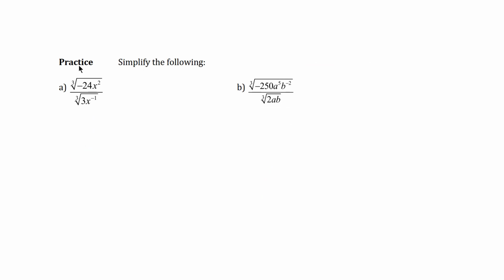Next, we have a practice problem. Simplify the following. For part A, we have the cube root of negative 24x squared over the cube root of 3x to the negative 1 power. For part B, we have the cube root of negative 250 a to the 5th power b to the negative 2 power over the cube root of 2ab. Alright, so go ahead and pause the video, simplify each problem, and then check back with the video to see the solutions.